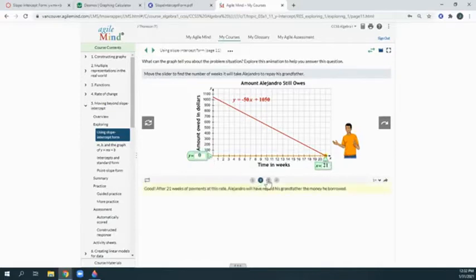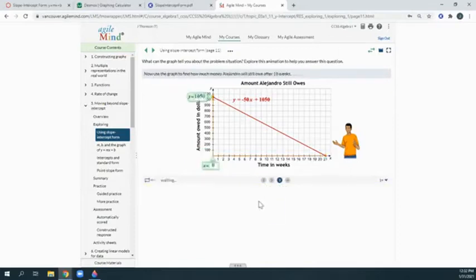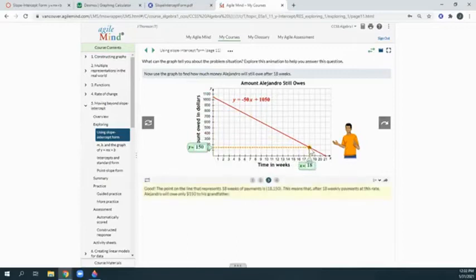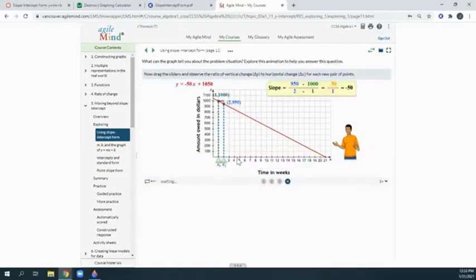That's useful. Okay, we go on to the next thing. What if I want to know how much he'll owe after 18 weeks? Well, I make x be 18, and I find that point. He'll owe $150 after 18 weeks. And so this graph is really helpful. I can plug in any number of weeks or any amount that I want, and that's useful. Now, the last thing they do is this fancy looking thing. And this is just to show you that the slope is the same.